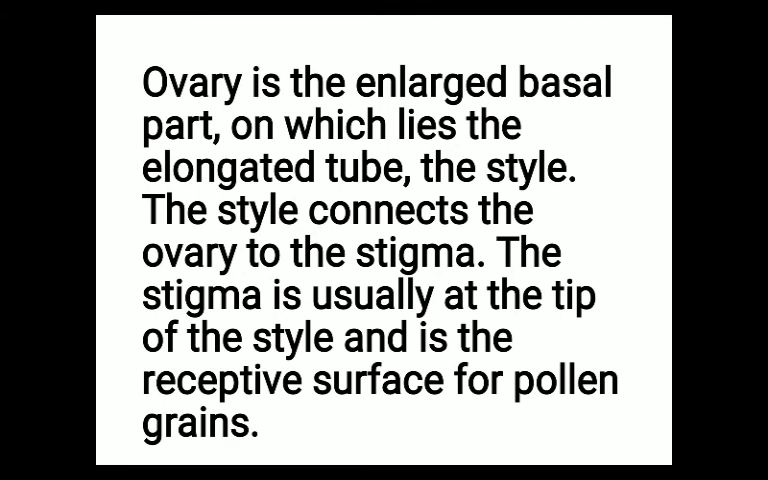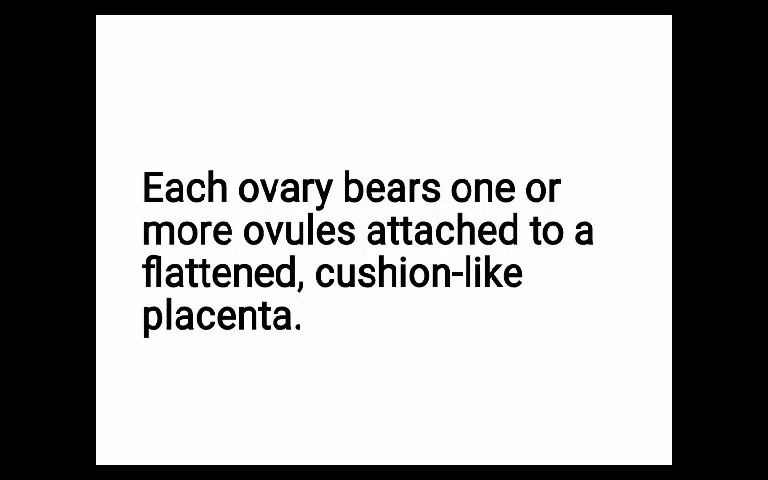The ovary is the enlarged basal part on which lies the elongated tube, the style. The style connects the ovary to the stigma. The stigma is usually at the tip of the style and is the receptive surface for pollen grains. The functions of the ovary, style, and stigma are given in this slide. Now each ovary bears one or more ovules attached to a flattened, cushion-like structure known as placenta.